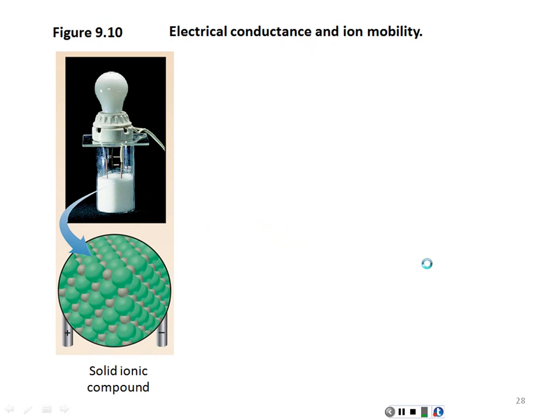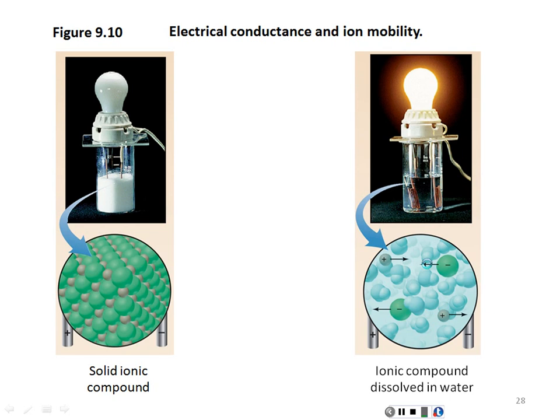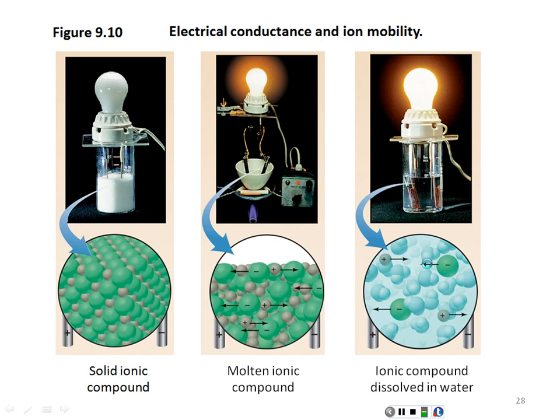Now, when we look at conductance, if we put a light bulb into a dish of just ordinary solid salt, we see that the light bulb does not turn on. The current cannot pass through the solid salt because the ions are immobile. When we dissolve it in water, the ions can now travel, they can carry a current, and the light bulb will light up. And the same thing would happen if you were to heat this salt and melt it into a liquid.